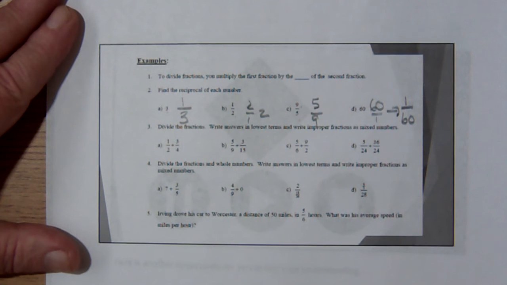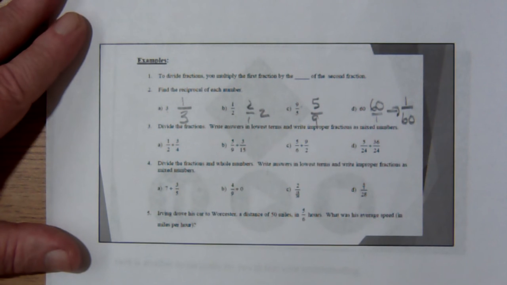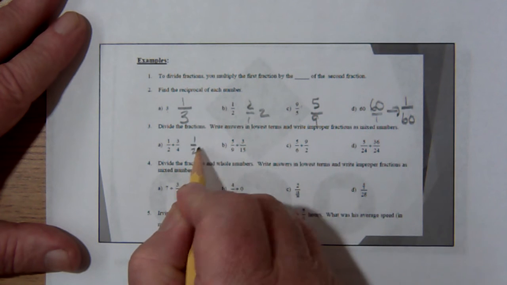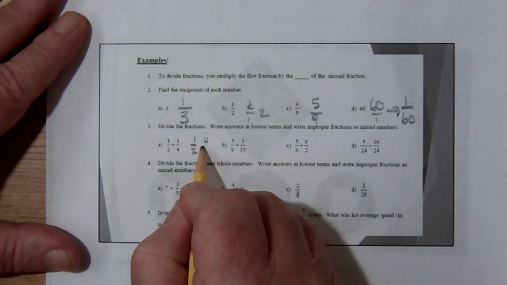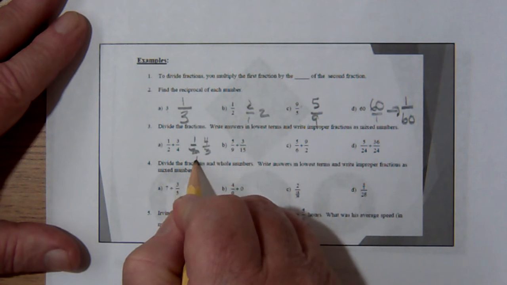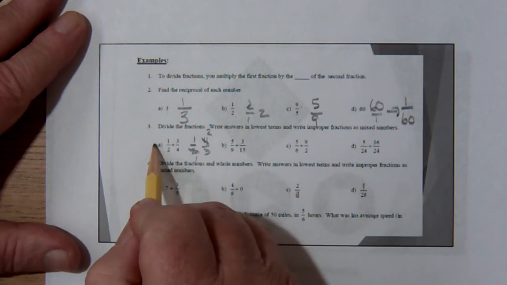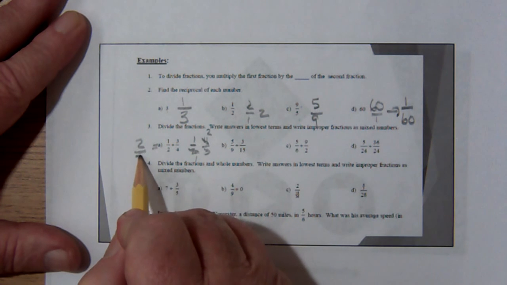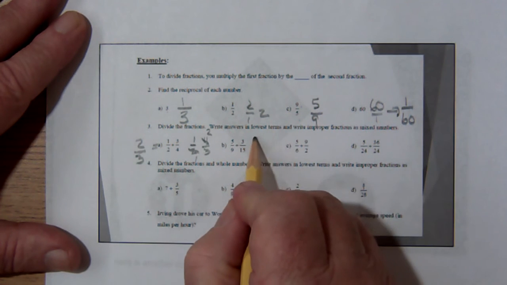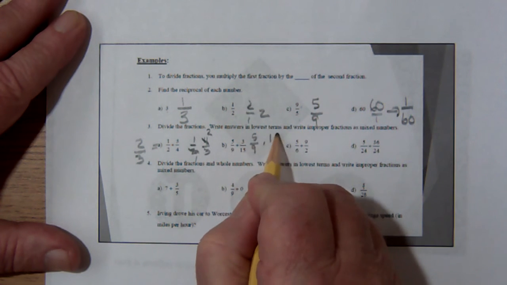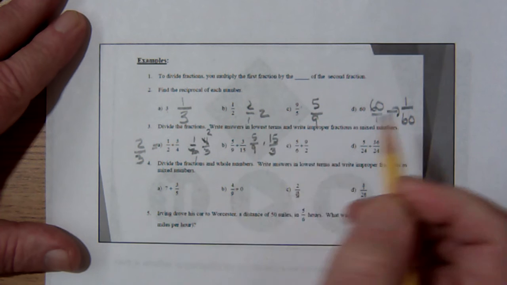Now we're going to go through and divide these fractions. We're going to find the reciprocal of the second number, and then we're going to multiply. So this is going to be 1/2 times the reciprocal, which is 4 over 3. Now the 2 goes into the 2 once, the 2 goes into the 4 twice, so the answer to this first one is going to be equal to 2/3. This one I have 5 over 9 times the reciprocal, which is 15 over 3.